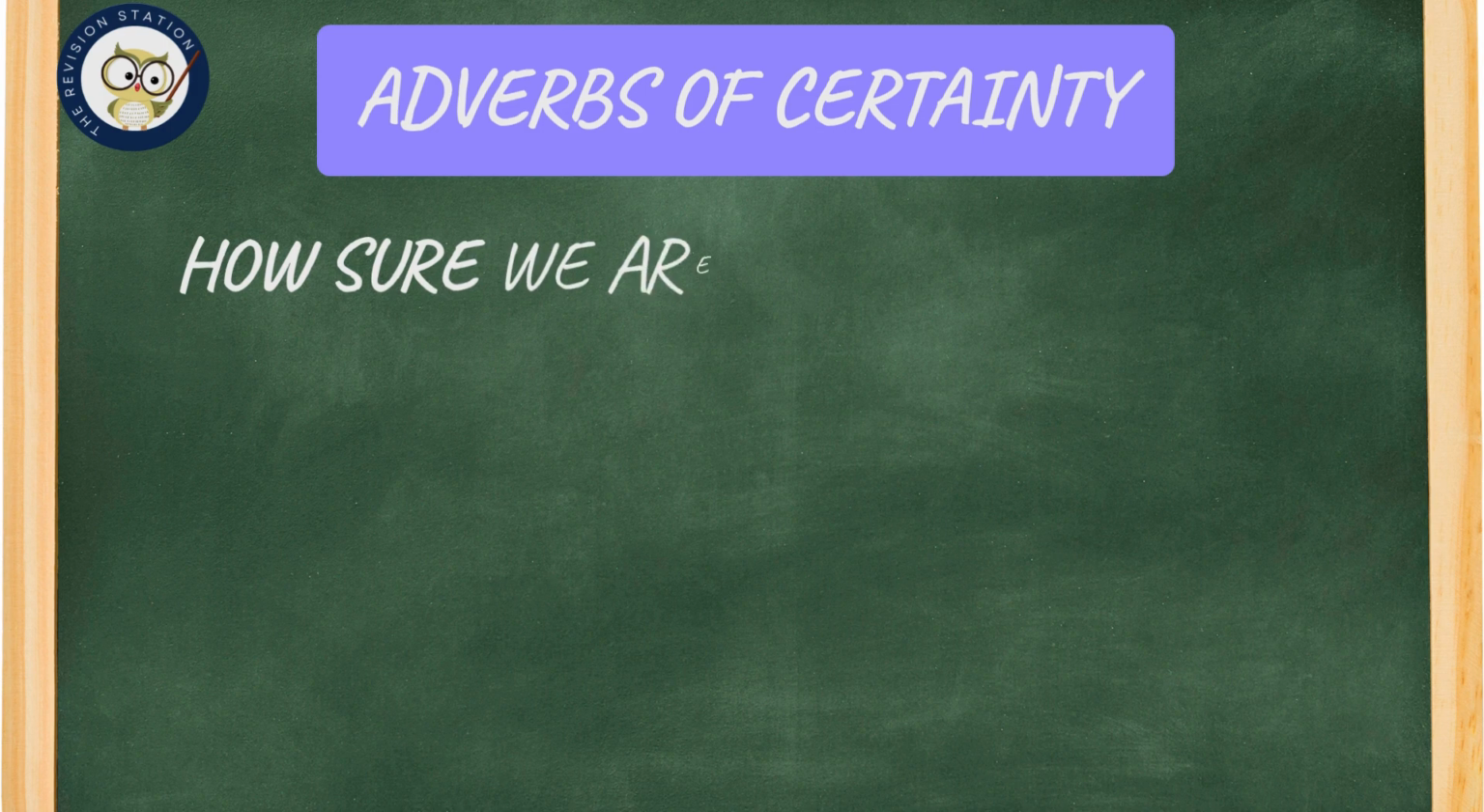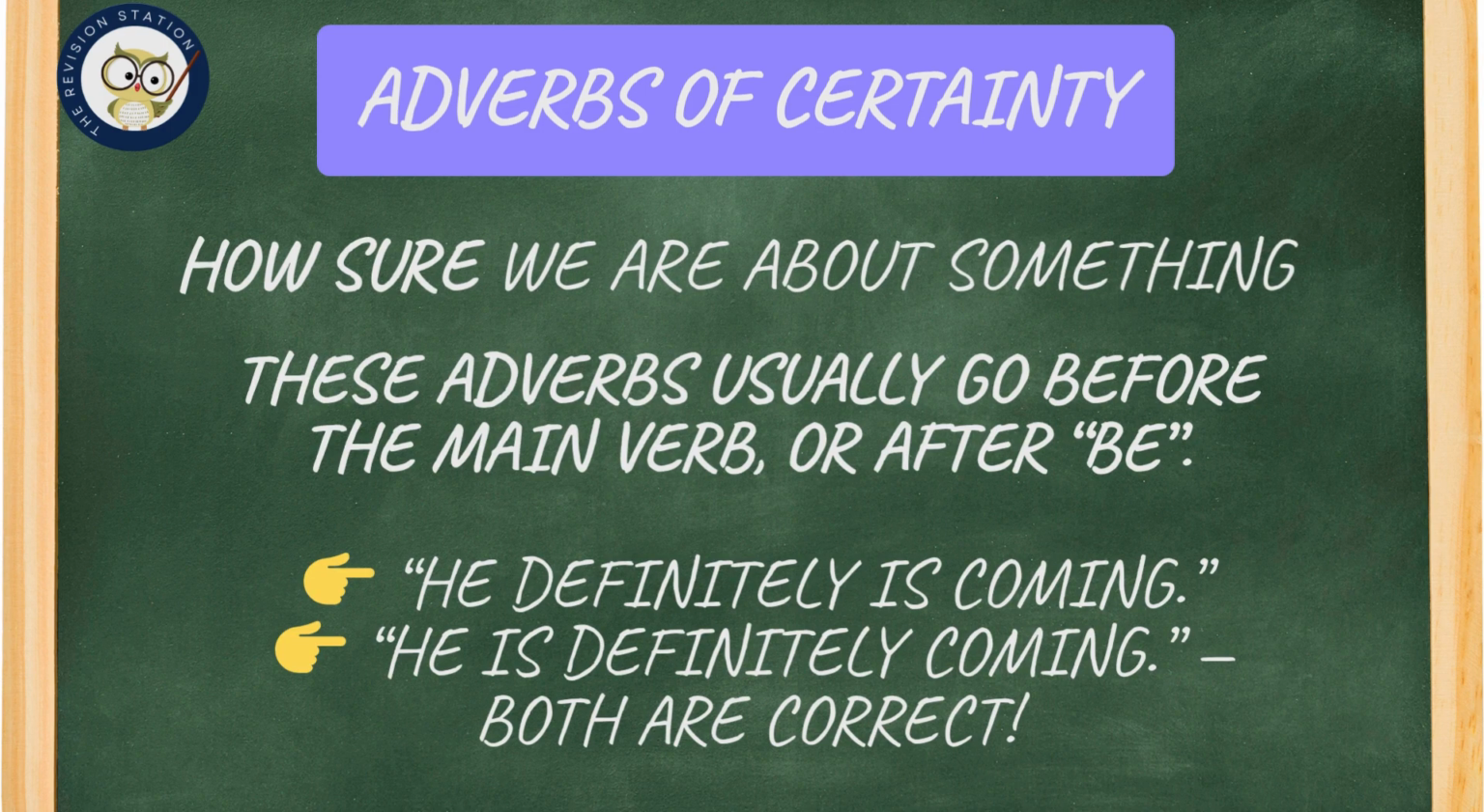Adverbs of certainty tell us how sure we are about something. They can go before the main verb or after be.